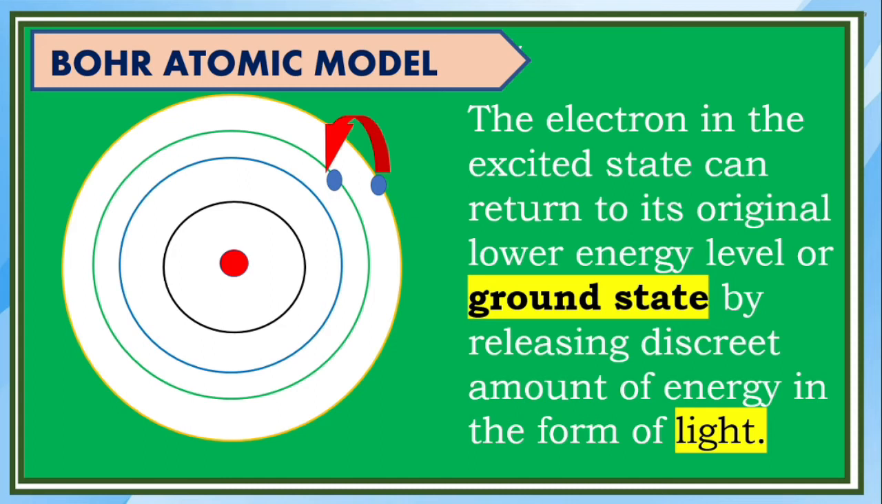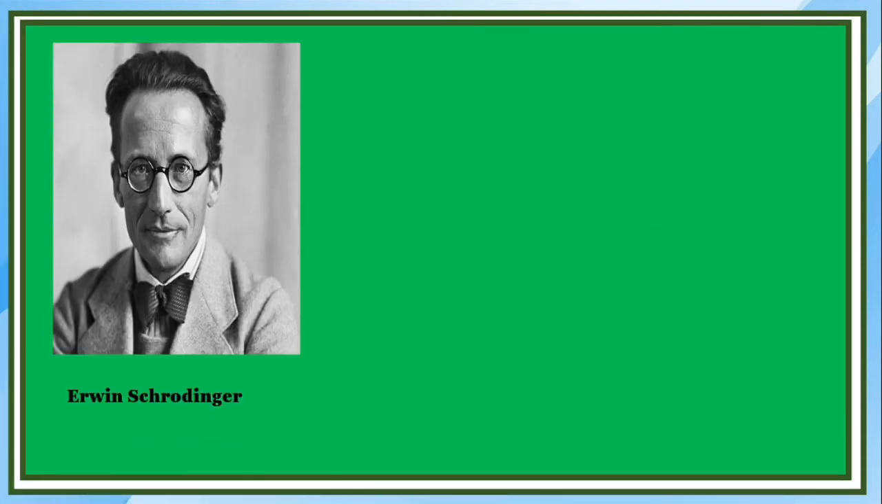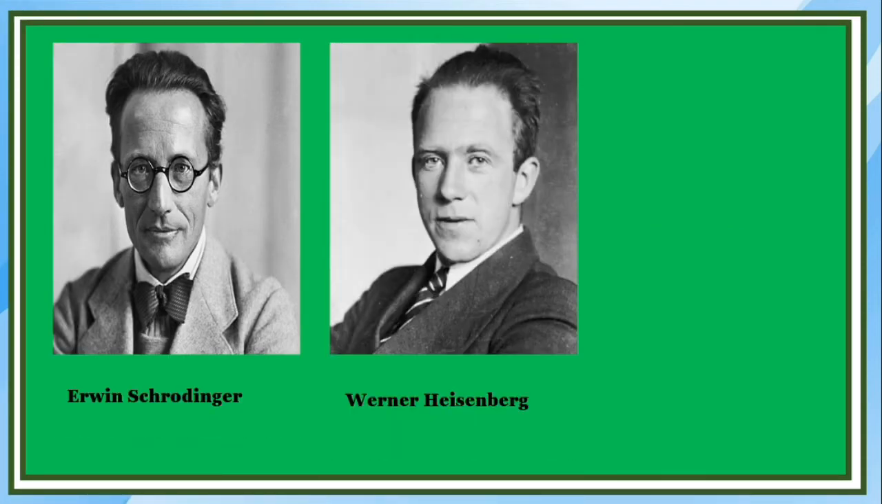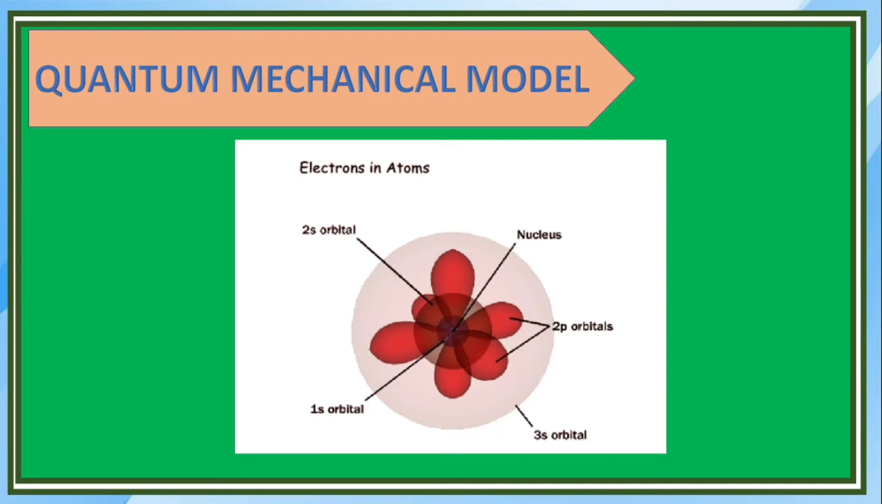But since Bohr's atomic model can only describe atomic spectrum of an atom having only one electron like that of hydrogen, an Austrian physicist, Erwin Schrödinger, together with Werner Heisenberg and Louis de Broglie, made a refinement of Bohr's atomic model. Schrödinger used mathematical equation to describe the possibility of finding an electron in a certain location. This model is known as the quantum mechanical model of the atom.